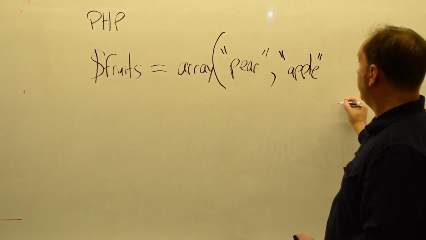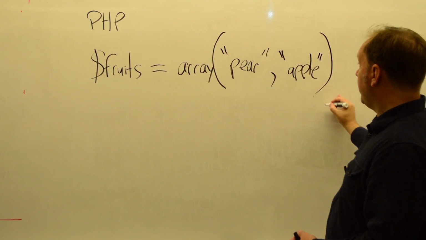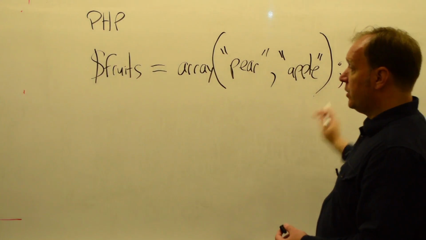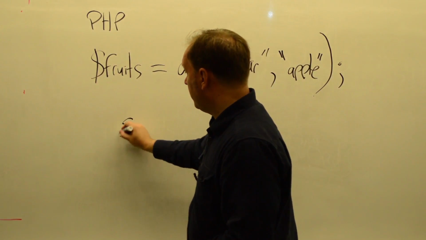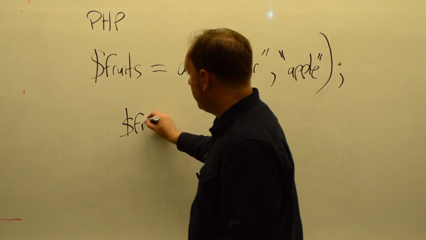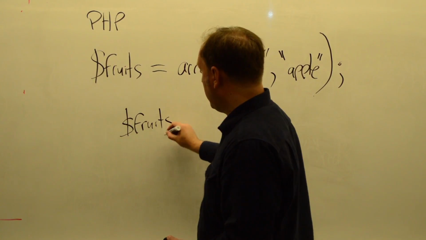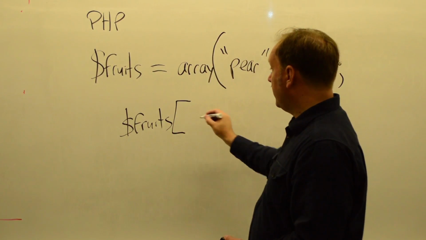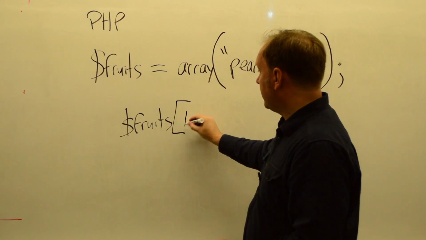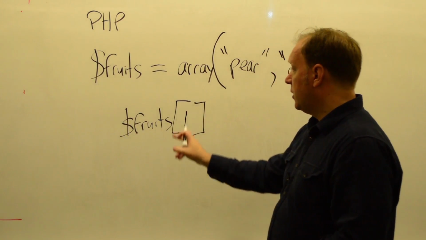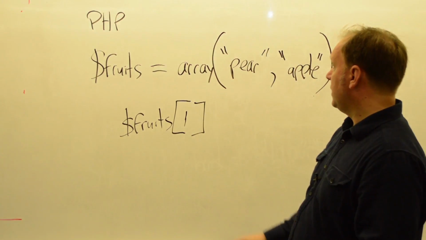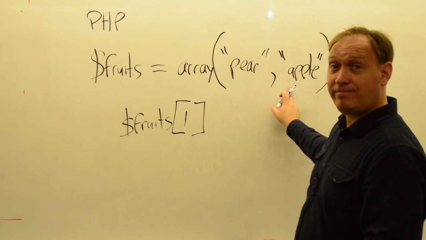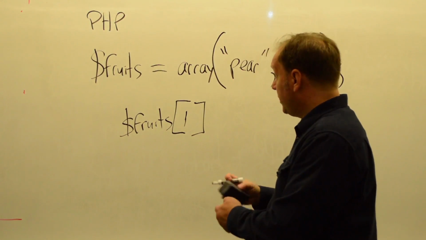Apple. Close it with a round bracket. The statement ends with a semicolon. Just as with JavaScript, you refer to the variable name, square bracket, and the index. So fruits 1 gives us apple. That's PHP.